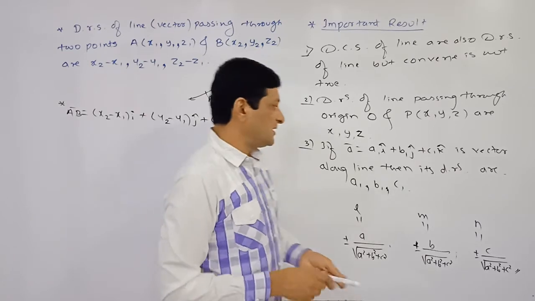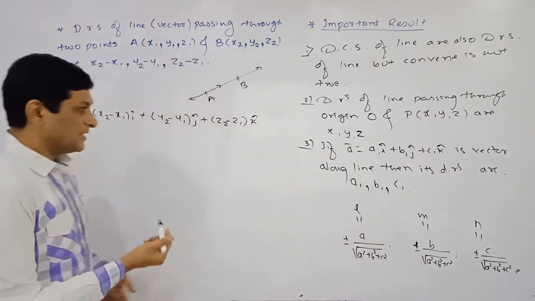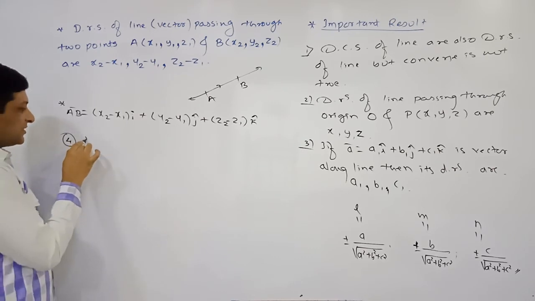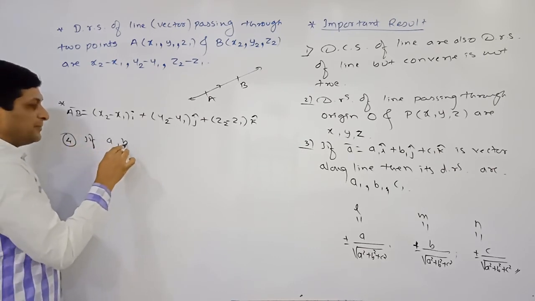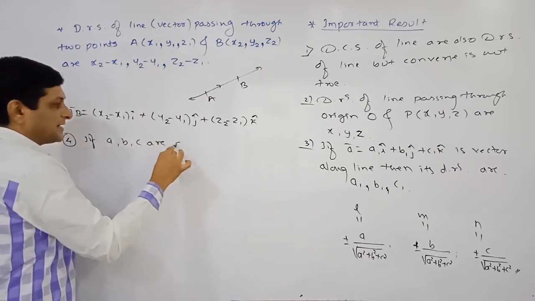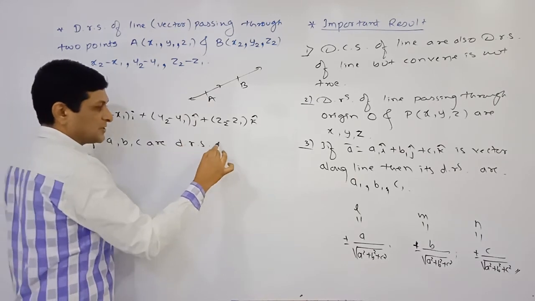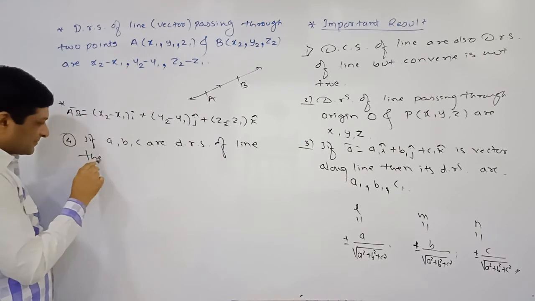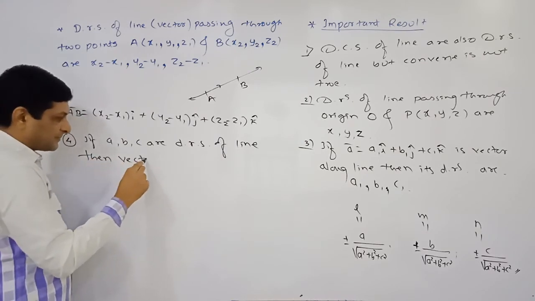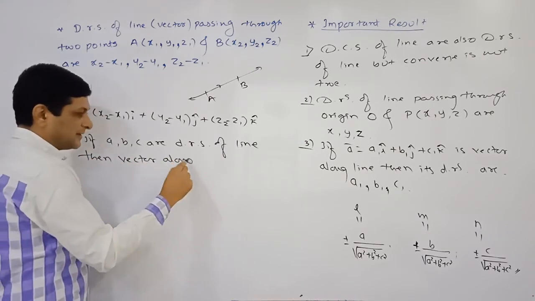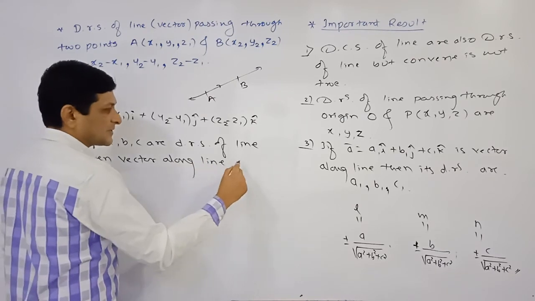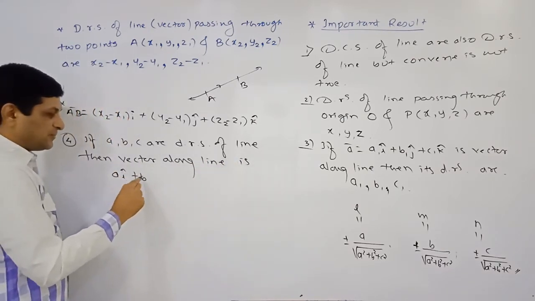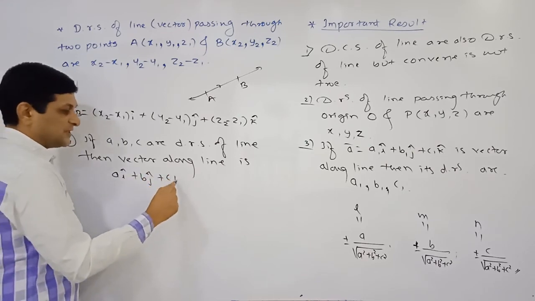So now observe this result also. Note down this result here. This is the fourth important result. If A, B, C are direction ratios of a line, then the vector along the line is A i cap plus B j cap plus C k cap.